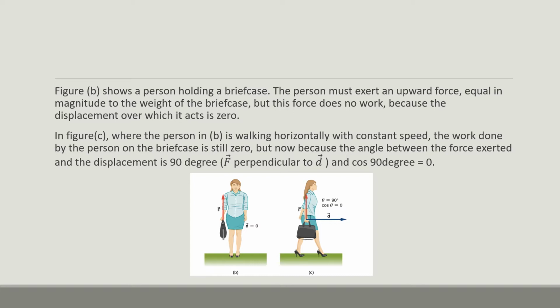In Figure C, where the person in B is walking horizontally with constant speed, the work done by the person on the briefcase is still zero. But now, it is because the angle between the force exerted and the displacement is 90 degrees, vector F perpendicular to vector D, and cosine 90 degrees equals 0.